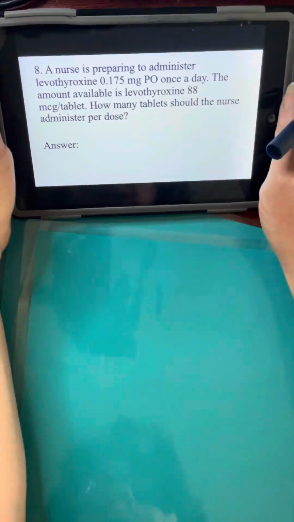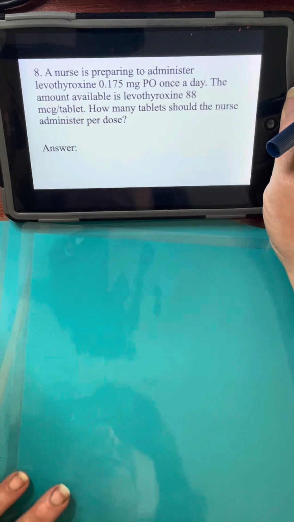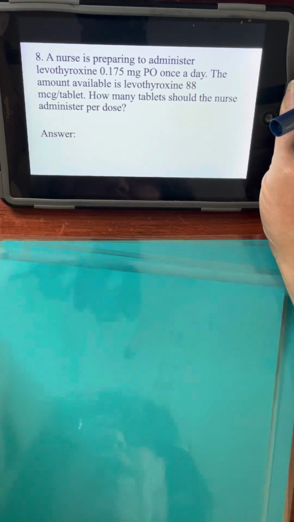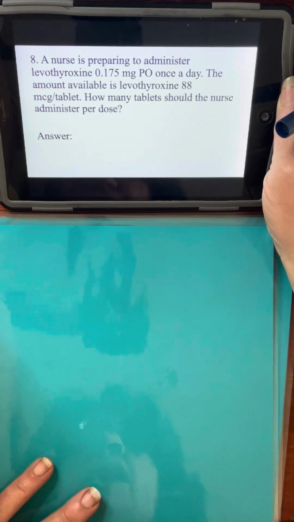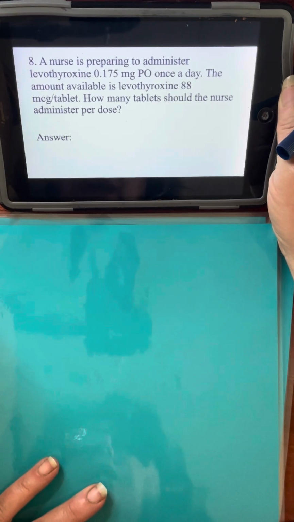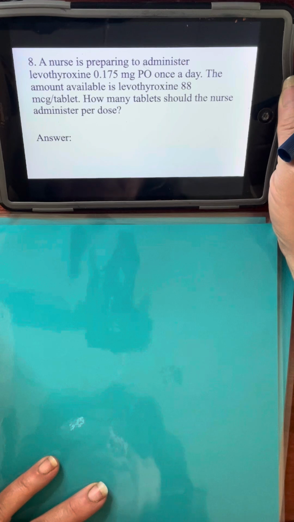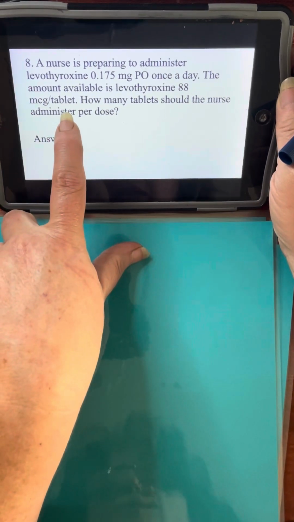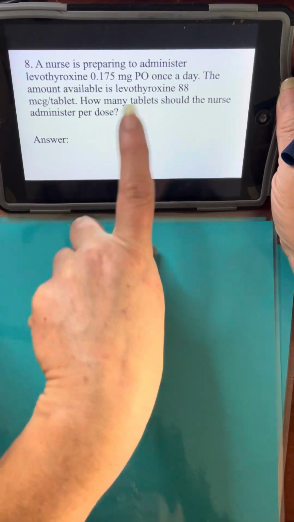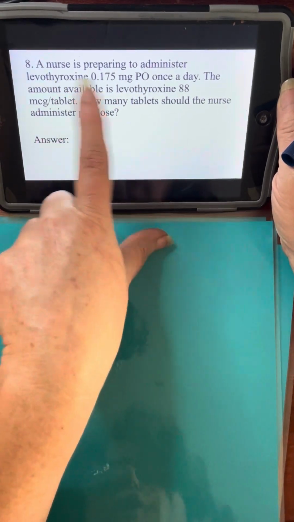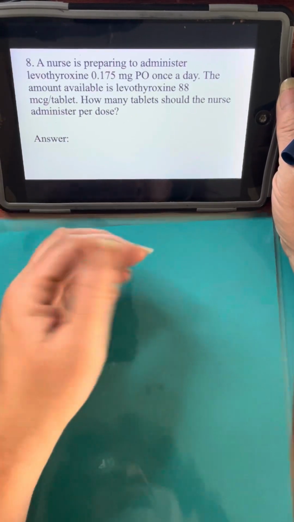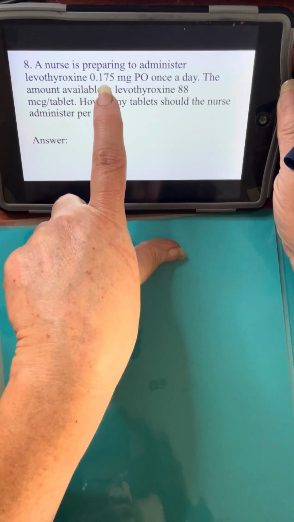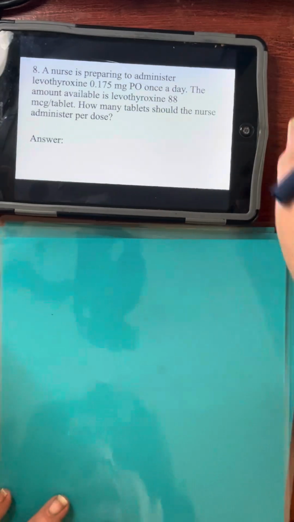The nurse is preparing to administer levothyroxine 0.175 milligrams PO once a day. The amount available is levothyroxine 88 micrograms per tablet. That's milligrams, this is micrograms. So one of them we're going to have to convert. If I have, and it's your choice. My choice is to get rid of that decimal, because a decimal will kill somebody.